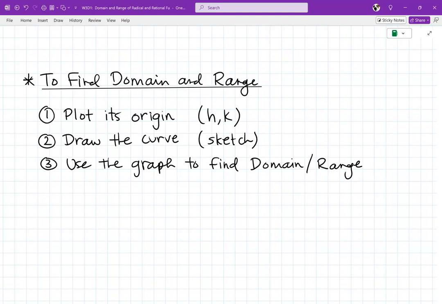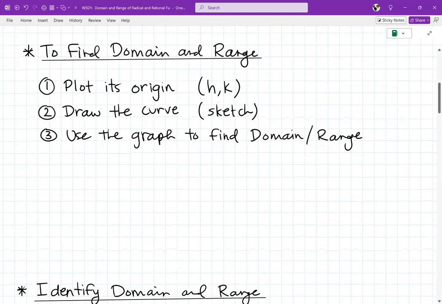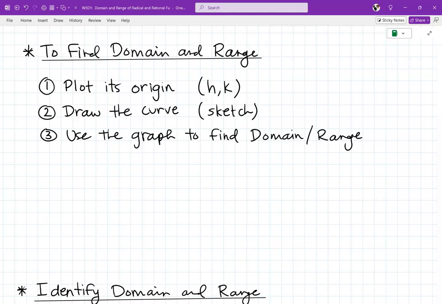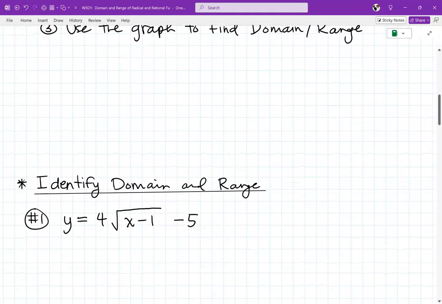So there are 3 steps. Plot the origin, so the h, k. Draw the curve, in other words, sketch it. That's why I put sketch, because I don't want you guys to be too careful. Just put the points where they're supposed to be and either draw it going up or draw it going down. And then 3, use the graph to find the domain and the range. Okay? And by the way, what we're doing right now is the hard part, I would say. The next part in today's lesson, the rational functions, is the easier part. That's what I think personally, even though the problems look worse.